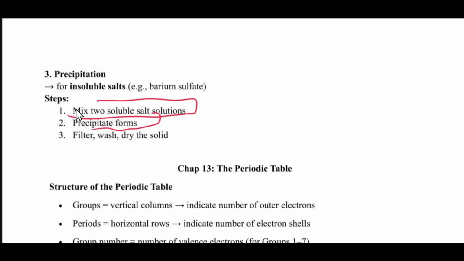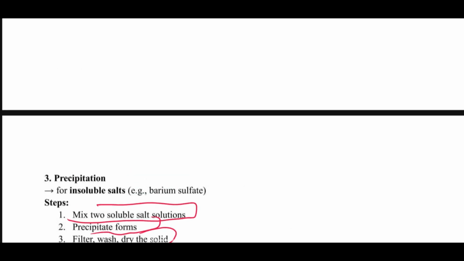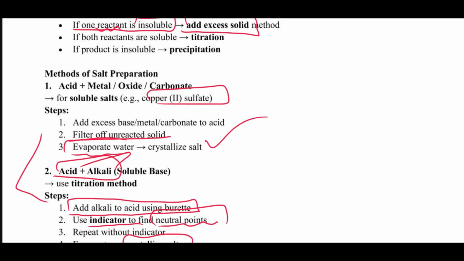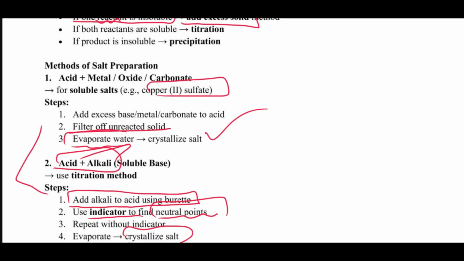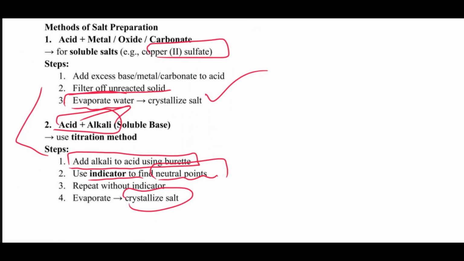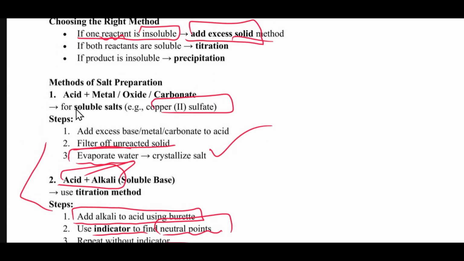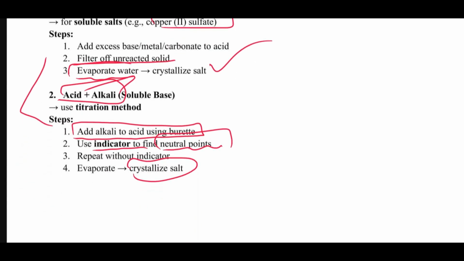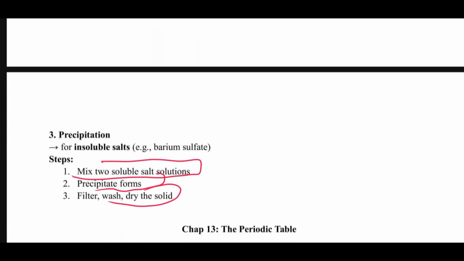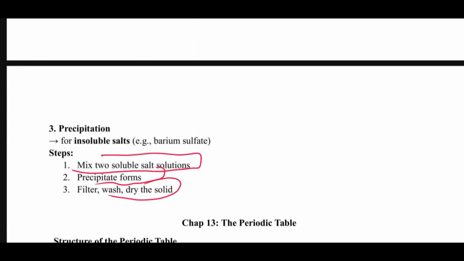Okay, so the precipitation method is a method that is used for the insoluble salts. Your product, if it is insoluble, then you have to use the precipitation method. But if your product is a salt and it is soluble in the solution, then you have to use a method that is either the titration method or the excess solid method. Okay, excess solid method. So these are the three methods when you are preparing the salts. I hope this point is clear to you now.